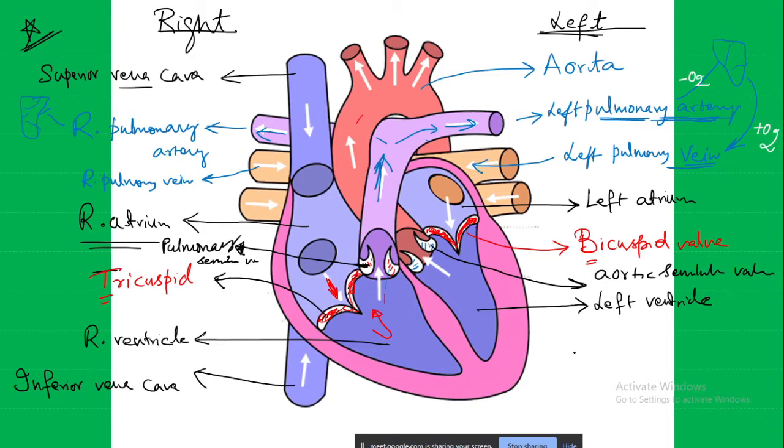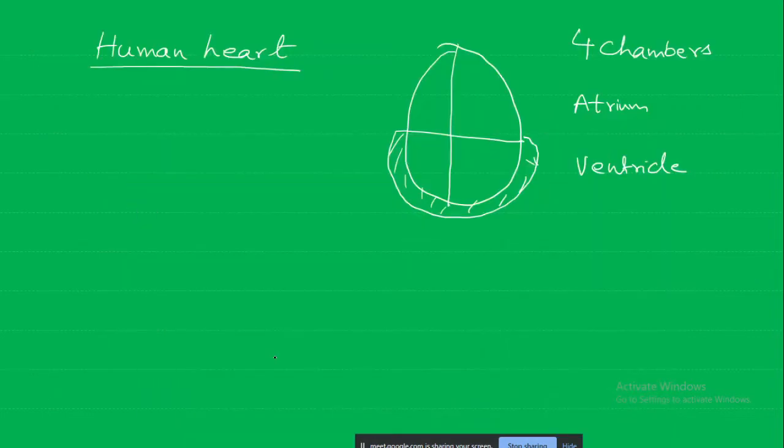Okay, so here the heart is surrounded by a membrane that is known as the pericardium. Correct? Pericardium. It also has the pericardial fluid, which helps protect the heart from any mechanical shocks.